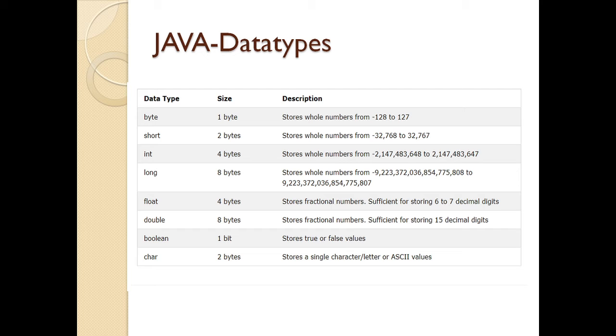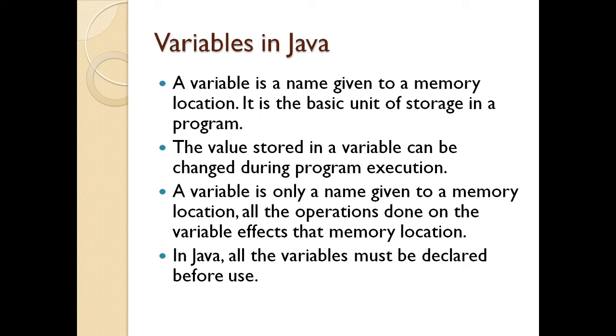Now coming to variables. You know what are data types. Now we'll see what are variables in Java. A variable is a name given to a memory location. It is a basic unit of storage in a program. The value which is stored in a variable can be changed during the execution of the program. It is only a name given to a memory location. All the operations done on the variable affect the memory location. In Java, all variables must be declared before you use them.